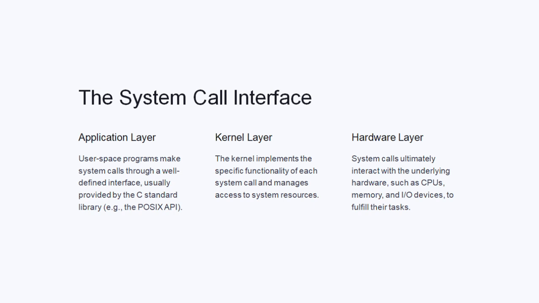The system call interface includes an application layer, kernel layer, and the hardware layer. The system call interface is the layer between the user application and the operating system kernel. When an application needs to perform a task that requires privileged access, it makes a system call. That is how the application interacts with the hardware indirectly through the kernel.